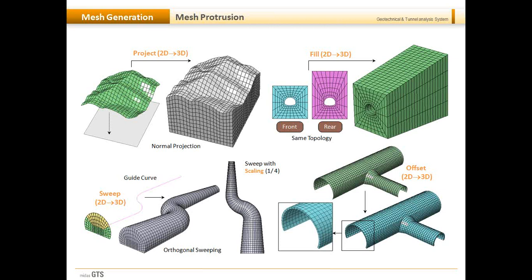And one good feature in the mesh protrusion features is that we have an offset function, where if we have a 2D mesh, as in this case represented by a 2D shotcrete lining, then by using this offset command, we can generate a 3D mesh. So from shells or curved plates, we are generating a solid mesh profile.